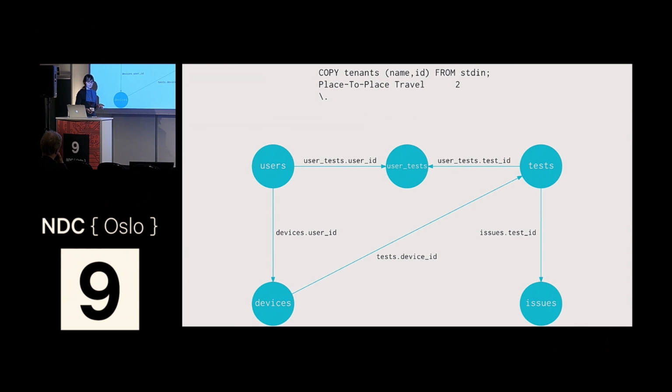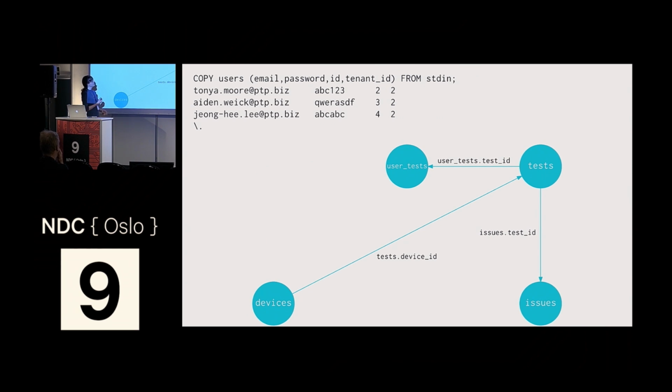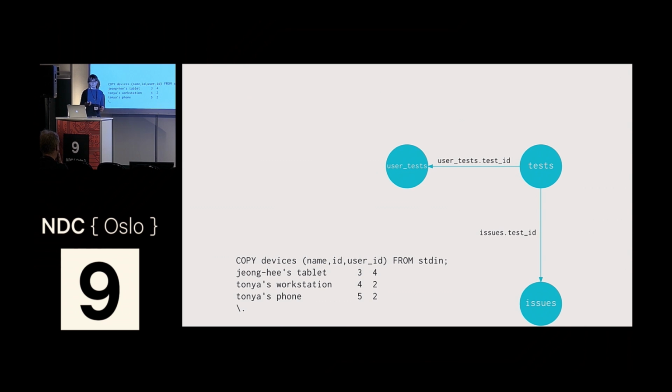So to get started with the toposort, we take our tenants, we just generate that copy statement and push it to our output. That frees up users, which we treat the same way. Pull it out, pipe it into the output. Devices works pretty similarly.